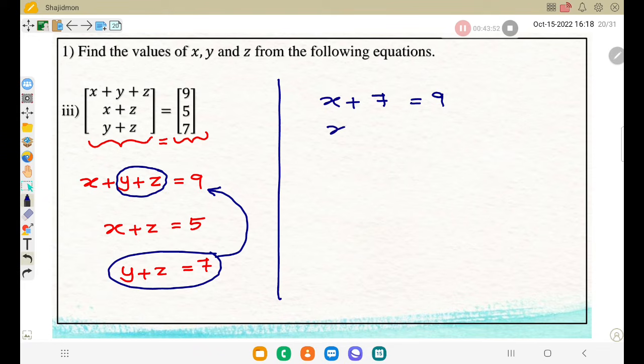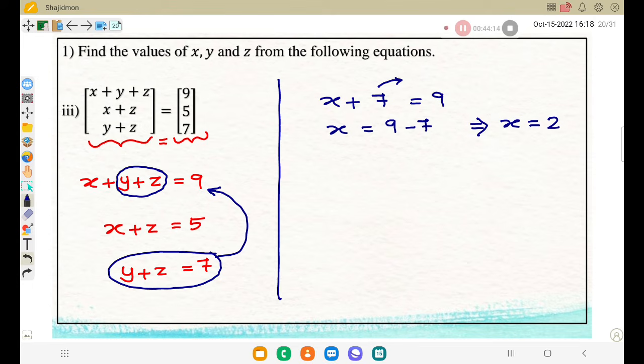That means what will be the x? Plus 7 take to the next side: 9 minus 7. That means x equal to 2. Correct? 9 minus 7, x equal to 2. I hope you understood that first one.